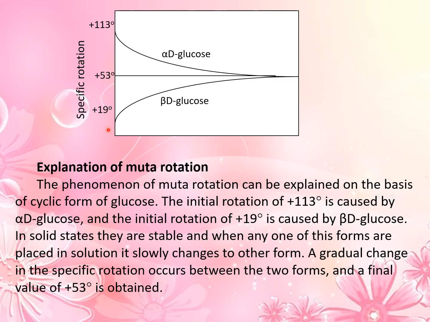In solid state, they are very stable, and when either of these forms is placed in solution, it changes slowly to the other form. A gradual change in the specific rotation occurs between the two forms, and a final value of plus 53 is obtained.